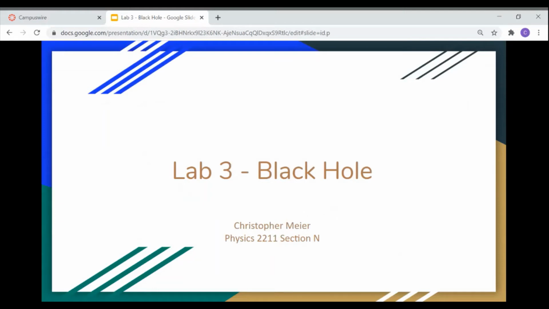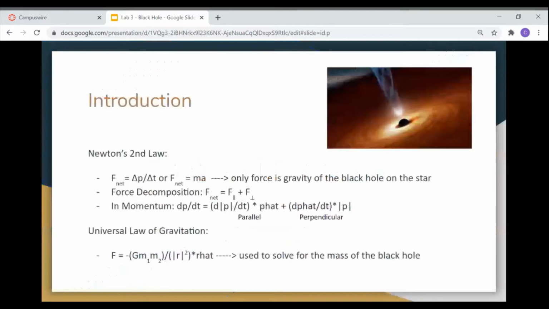This video is Lab 3 for Physics 2211, Section N, on finding the mass of a black hole. In this lab, I'll use the given trajectory of a star revolving around a black hole to find the mass of the black hole, assuming the only force on the star is the gravitational force of the black hole.